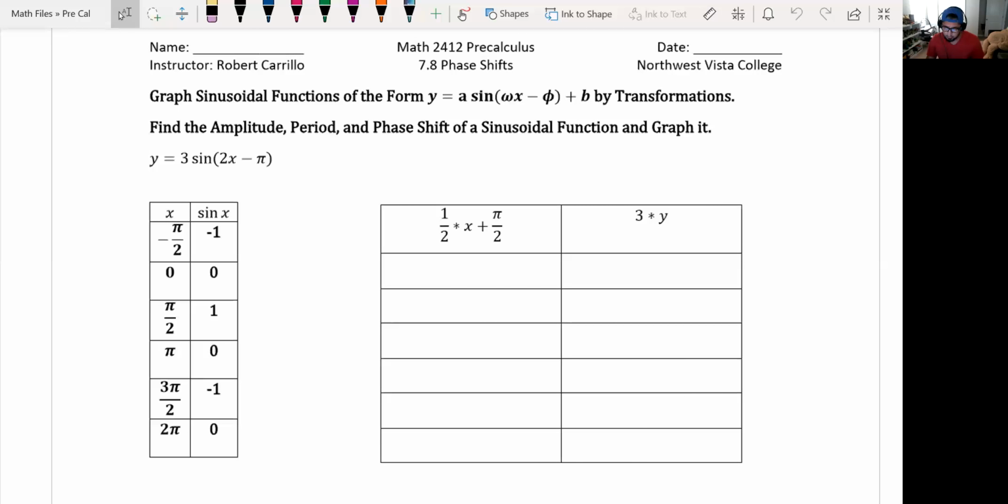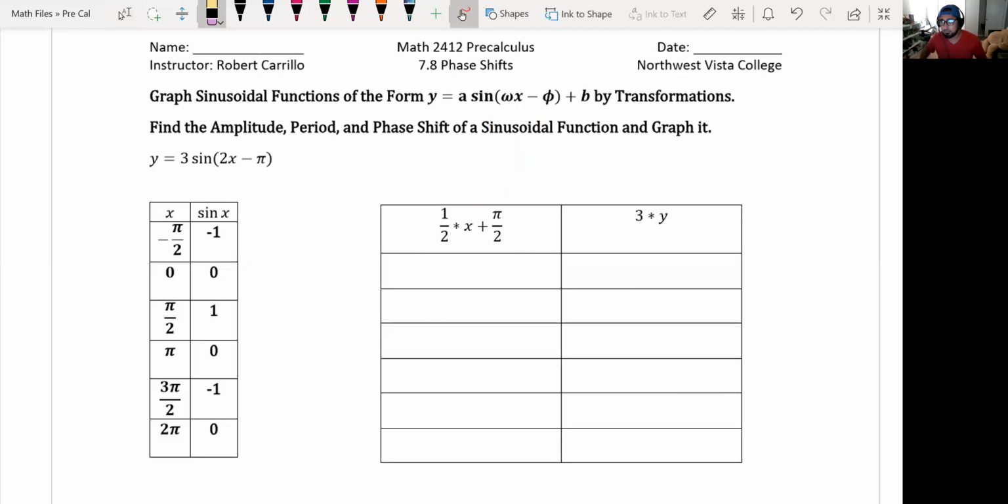Okay, so it says, graph a sinusoidal function of the form y equals sine of omega x minus phi. That little symbol there is pronounced phi. And then, of course, the fancy W is omega, and that letter is B. Okay, sorry.